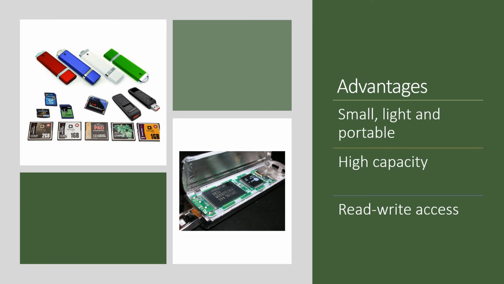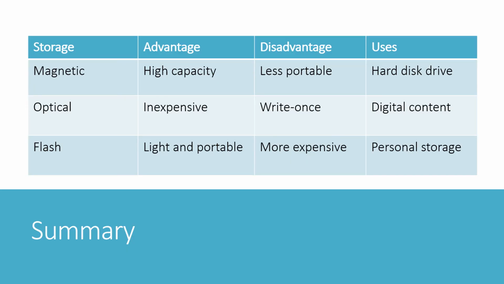Flash is the most modern of the three forms of storage, and it's got a lot of advantages. Because it uses electrons, it's very small and light and portable, while having a very high capacity and very easy read-write access. For this reason, it really beats the other forms of storage, more or less hands down. The only real disadvantage of flash storage is that it can be more expensive.